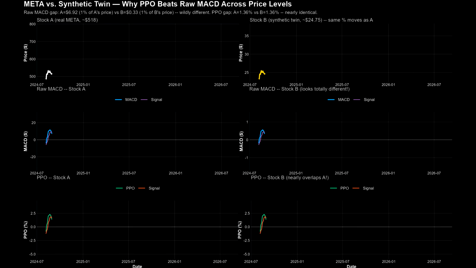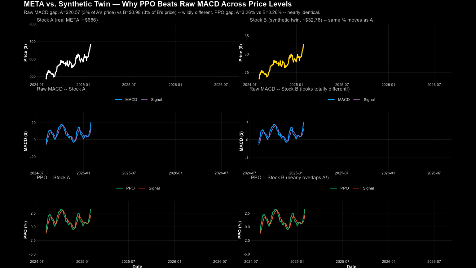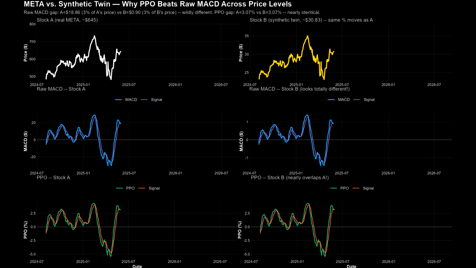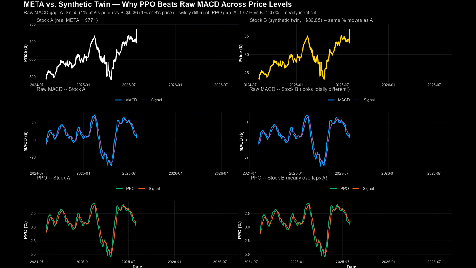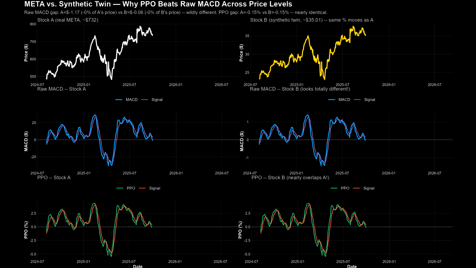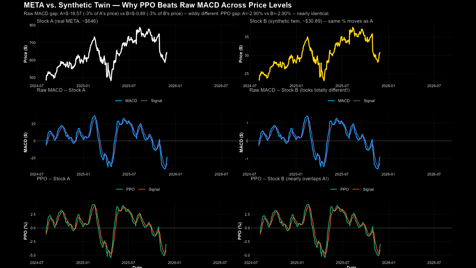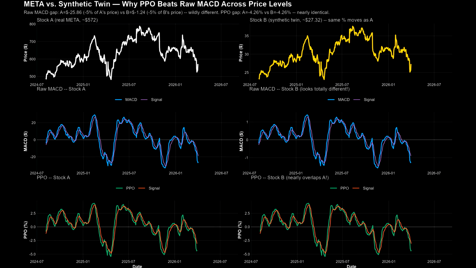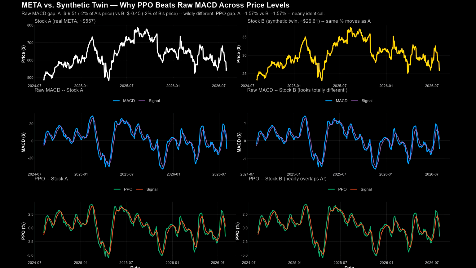Here's a controlled, real-world test of the comparability problem. On the left, real Meta. On the right, a synthetic twin built from Meta's own daily log returns, rebased to start near $15 instead of several hundred. So by construction, B moves through the exact same percentage swings as A every single day, just scaled onto a different starting price. Watch the middle row, raw MACD in dollars.